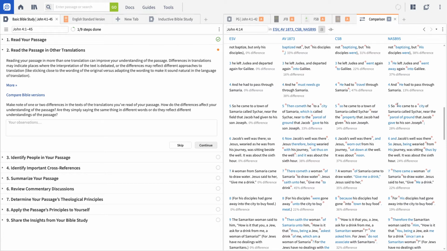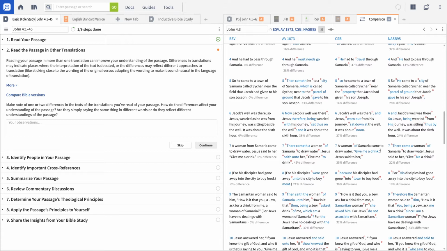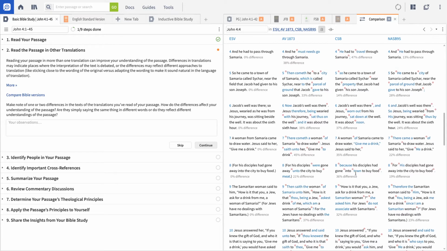So NASB, he came. So he came to a city near a parcel of ground that Jacob gave to his son Joseph. Let's see, 38, 45. Okay, let's see. There cometh a woman of Samaria. Give me to drink. Give me a drink. Huh.